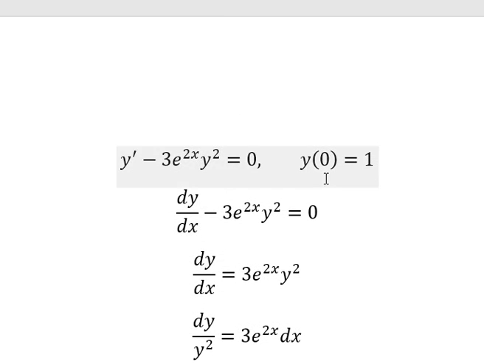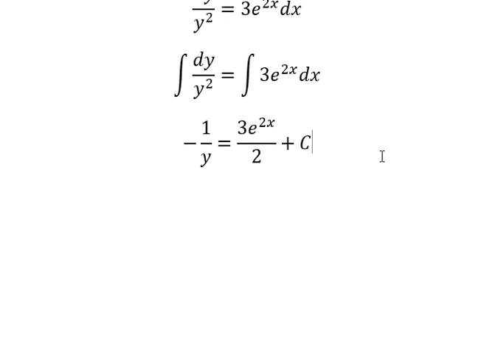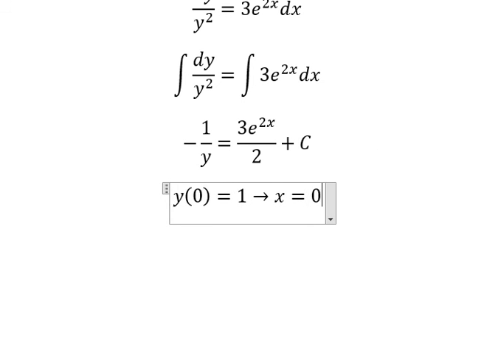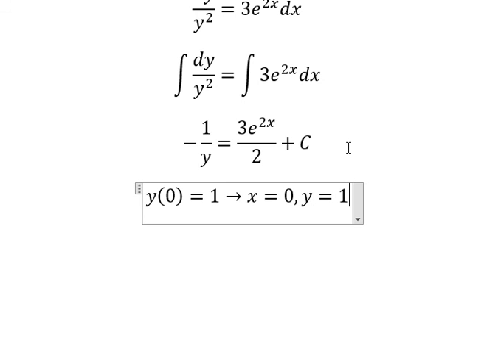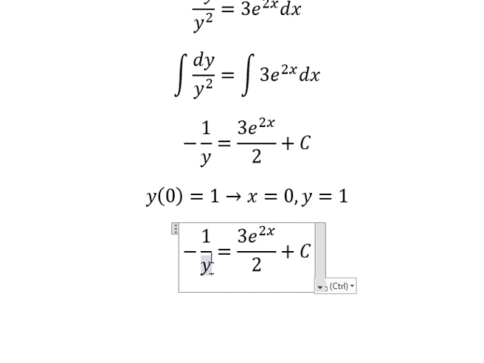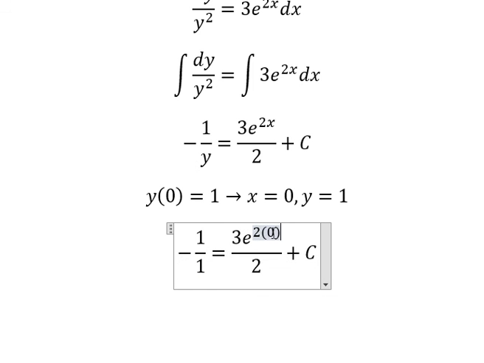Now we have the conditions. That means when x equals number 0, y equals number 1. So I will put number 1 here, number 0 here. And now we need to find the value of c.